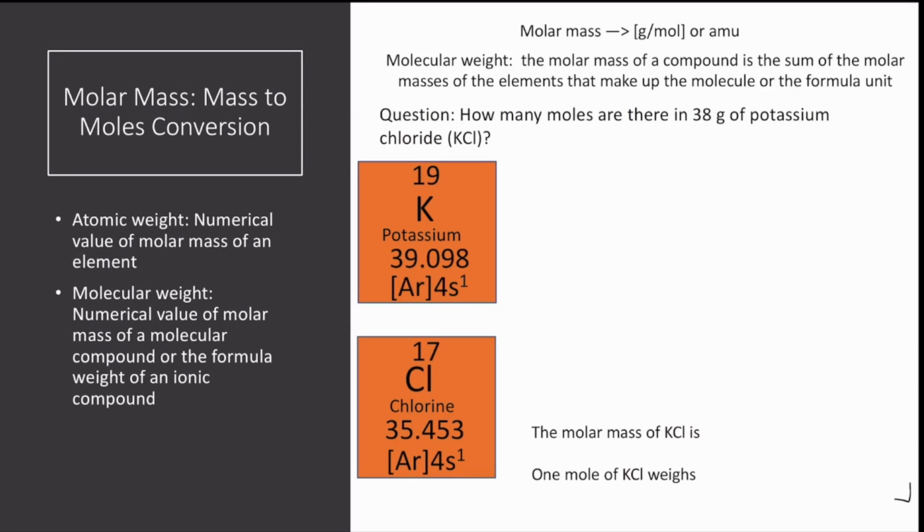Finally, we can define the molecular weight of an ionic compound. In this case, it is the sum of molar masses of the elements that make up the formula unit. The formula unit is just the formula of the ionic compound. For example, let's look at the following question. How many moles are there in 38 grams of potassium chloride, KCl? So in this case, we're trying to go from mass in grams to moles.